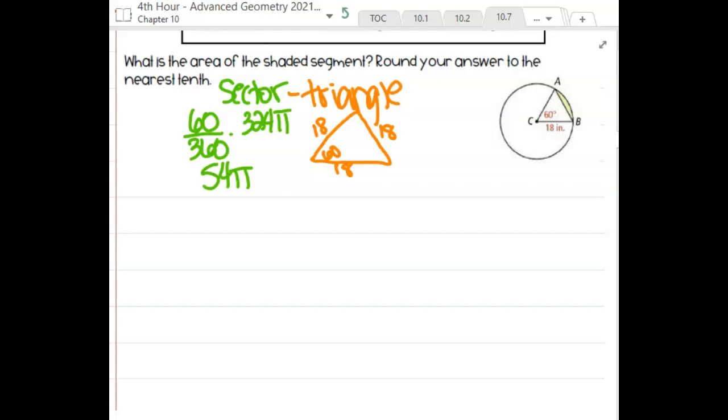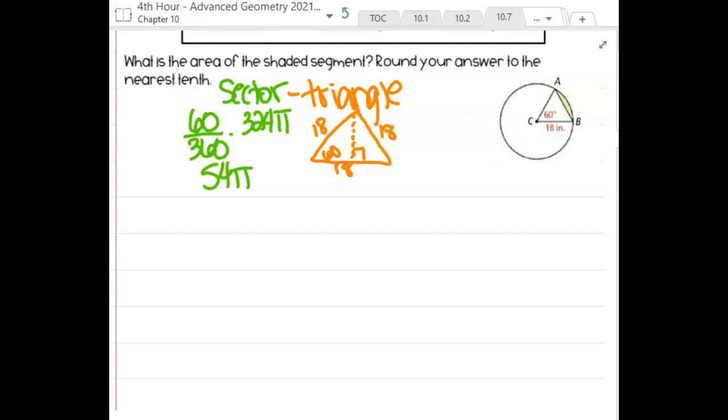Okay. Now I need to find the area of this triangle. To find the area of a triangle, I need the base, and one half the base times the height. I have the base, it's 18. But I need the height. And neither one of these is the height, because remember, the height needs to go from the top straight down to the bottom. You should see a right angle. What it would look like is it would come straight down here. That's what I need.